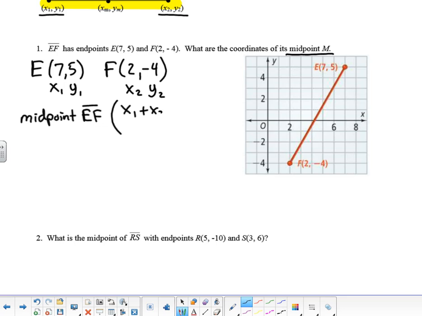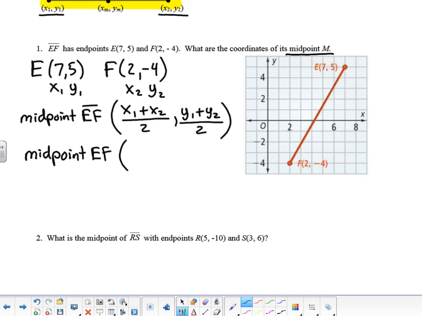x1 plus x2 divided by 2, comma, y1 plus y2 divided by 2. The midpoint formula, that's for you. You have to add and divide by 2. So the midpoint of EF, and we're going to substitute in: 7 plus 2 all over 2, comma, 5 plus negative 4 all over 2. Whenever that second number is a negative, it's always a good idea to put it in parentheses.